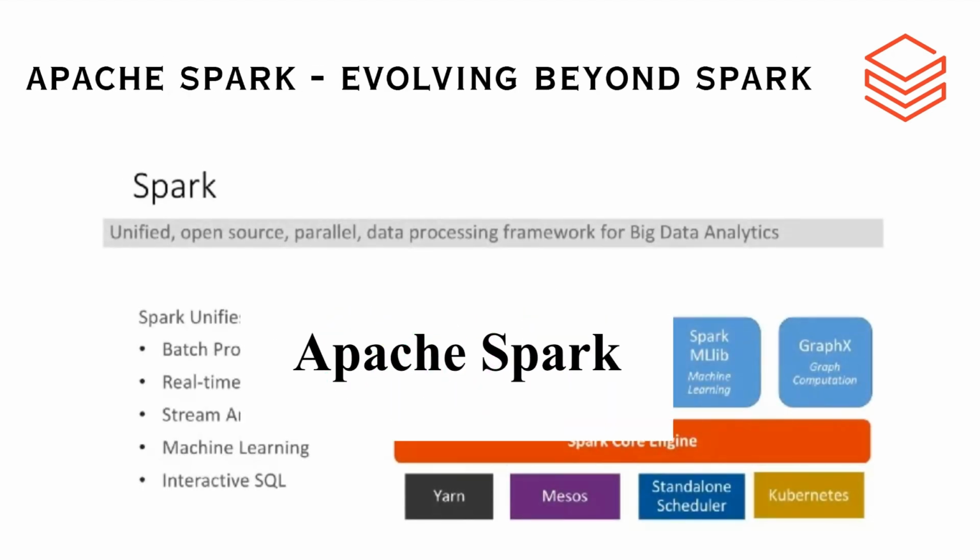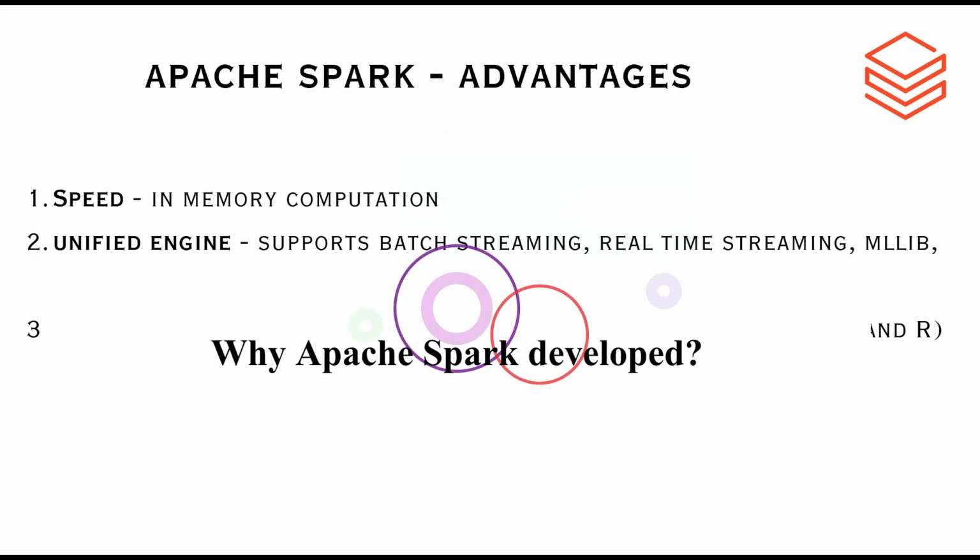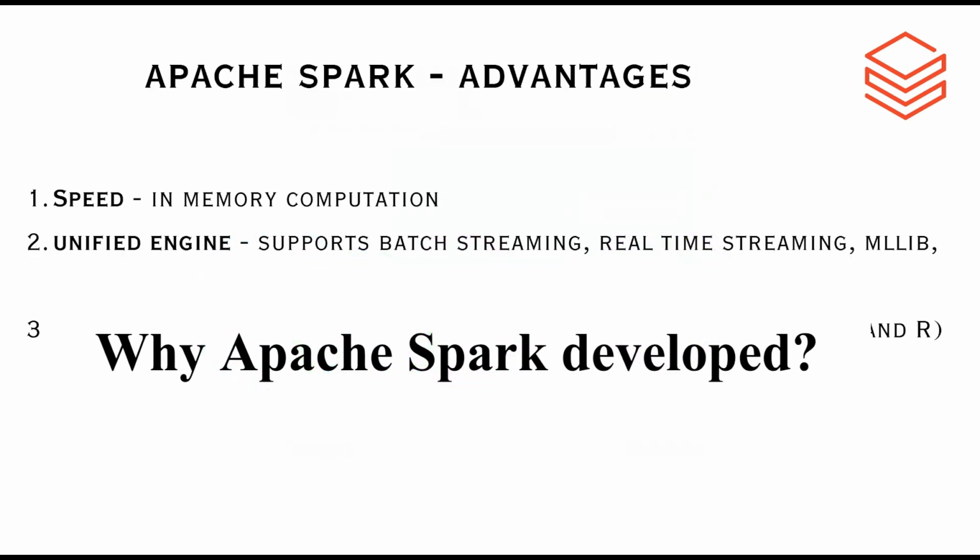Apache Spark was created to overcome the limitations of MapReduce while keeping the principle of distributed computing intact. So basically, we can say that it is an open source distributed computing engine designed for big data processing. Now let's see why Spark was developed.